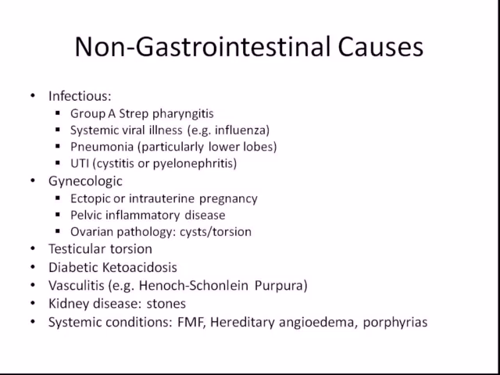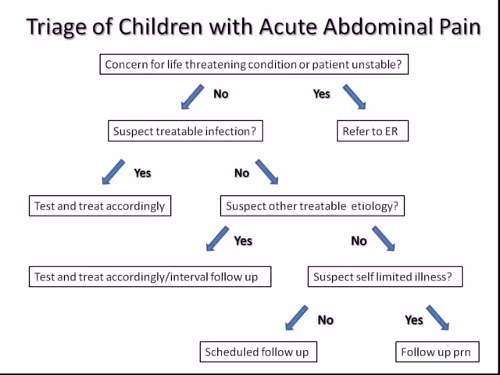Diabetic ketoacidosis, vasculitis with effect on the GI tract, including Henoch-Schönlein purpura or HSP, kidney disease, particularly nephrolithiasis, and then systemic conditions like familial Mediterranean fever, hereditary angioedema, and acute intermittent porphyrias.